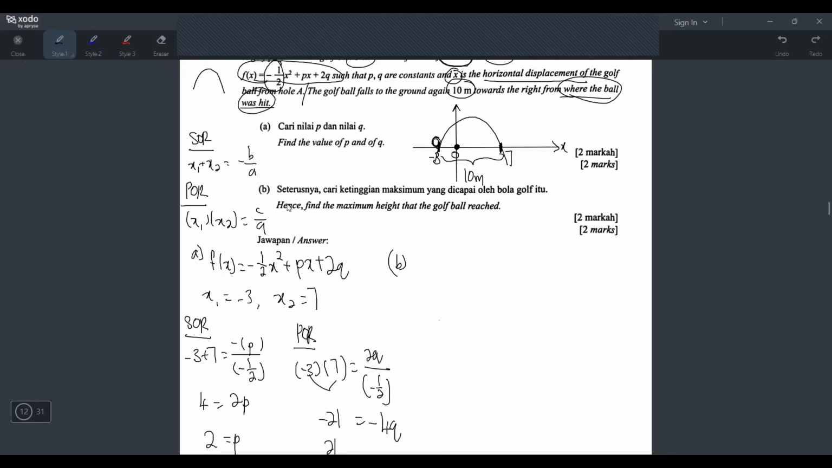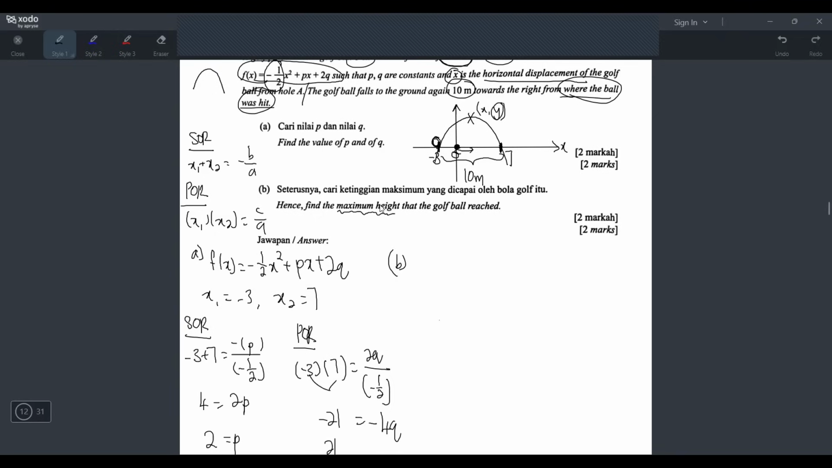Okay, let's continue with B. Find the maximum height that the golf ball reached. What is maximum height? Maximum height means you need to find the maximum point punya y coordinate. Not the x coordinate, the y coordinate. Maximum height means the y coordinate. Because if you find the x coordinate, you are just finding the distance here, which I don't want. I want the height.